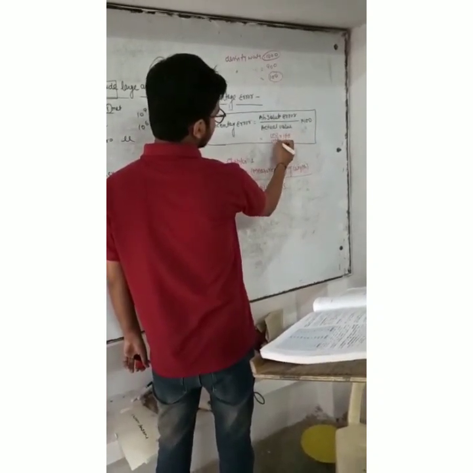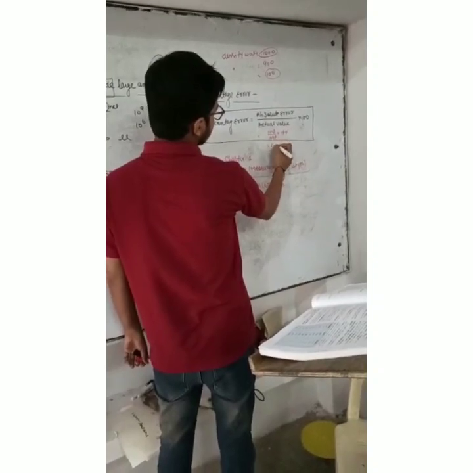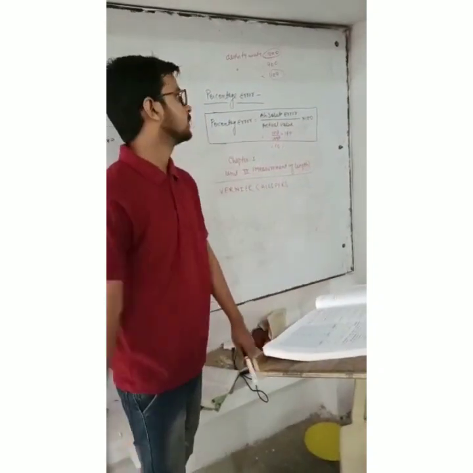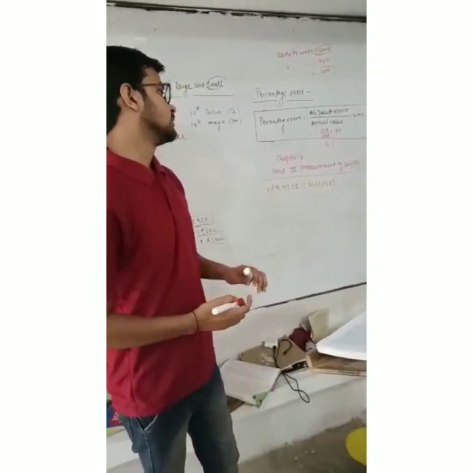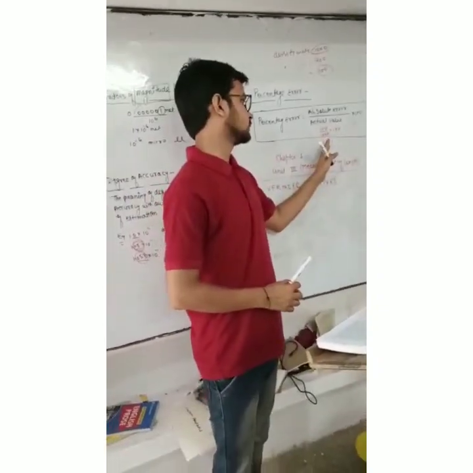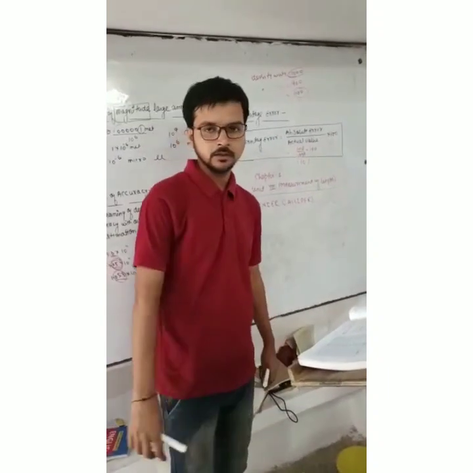Now 1 to 1 to 1. That means 10% is the measurement. 10% is the percentage error. Okay, student. Now, student, our first unit and second unit are completed.